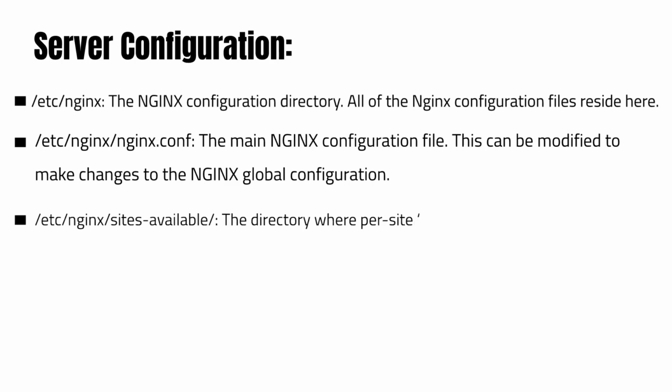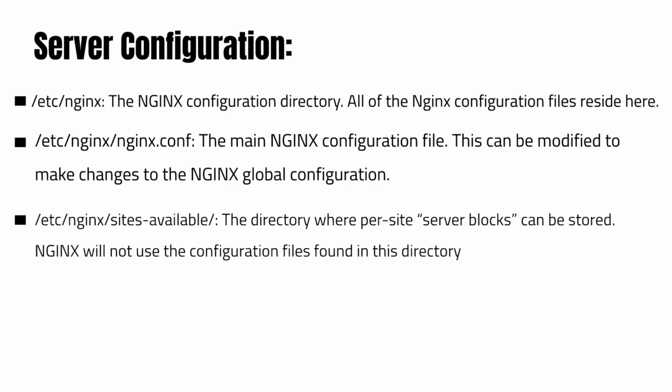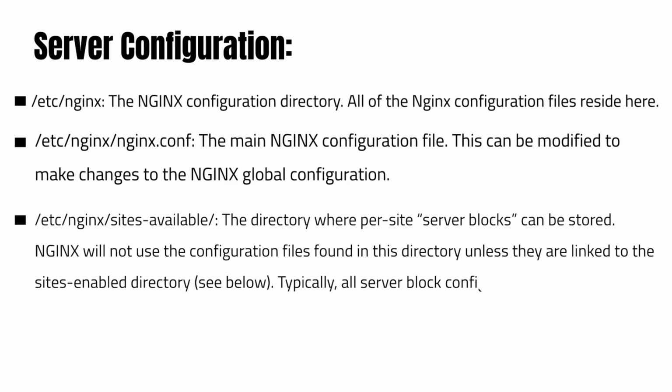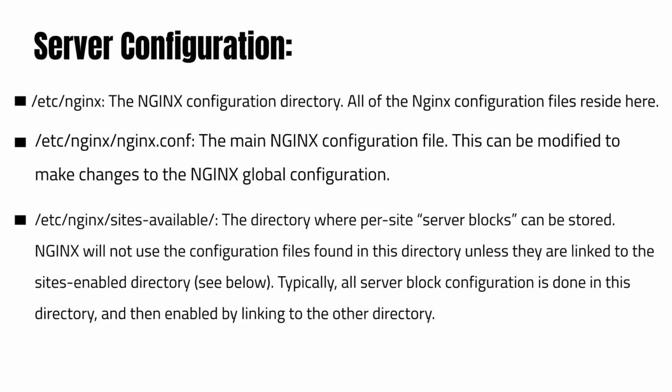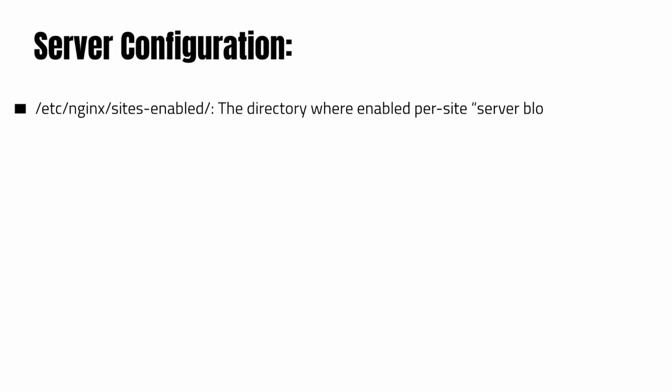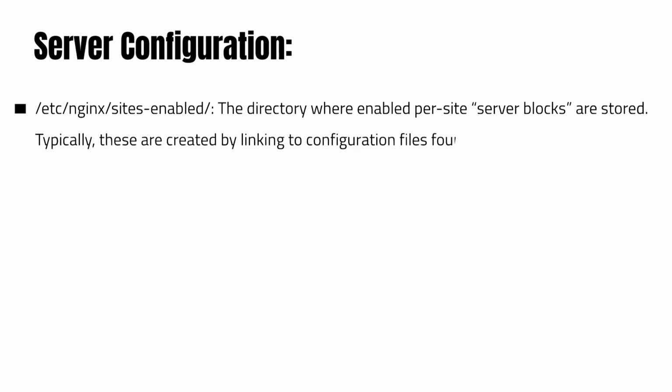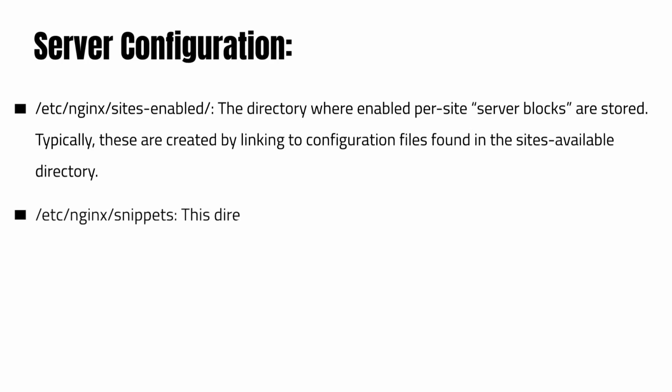/etc/nginx/sites-available, the directory where per-site server blocks can be stored. NGINX will not use the configuration files found in this directory unless they are linked to the sites-enabled directory, see below. Typically, all server block configuration is done in this directory and then enabled by linking to the other directory. /etc/nginx/sites-enabled, the directory where enabled per-site server blocks are stored. Typically, these are created by linking to configuration files found in the sites-available directory.